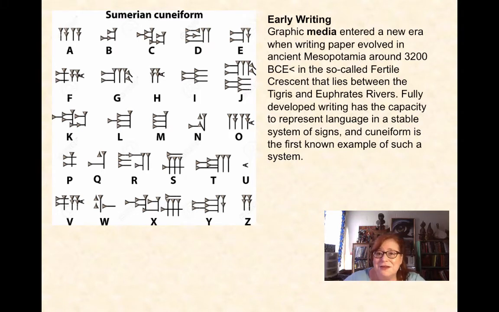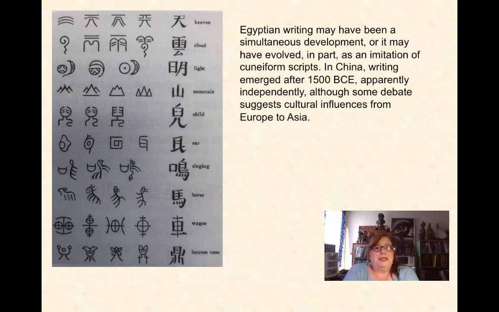Now, one of the things that we have in art history is that old things are being discovered all the time, making them seem new. At least they're new to us, so it's new information. This is the oldest type of writing that we know of, but perhaps at some point something earlier will be found. Egyptian writing might have been a simultaneous development, or it may have evolved in part as an imitation of cuneiform scripts. We will get into ancient Egypt again in the next chapter.